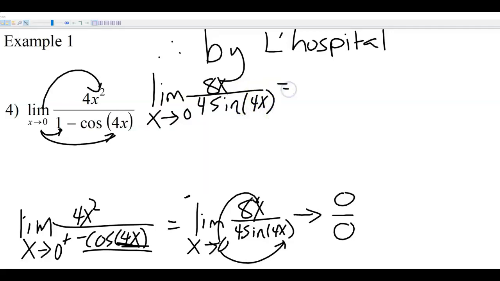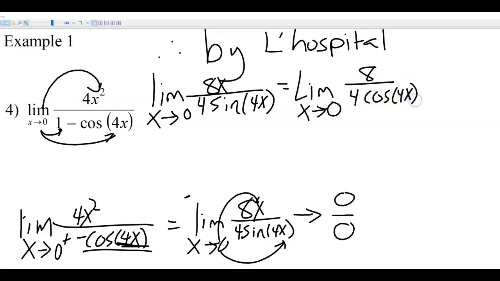is equal to the limit of the derivative of the top and bottom. So that's going to be 8 over 4 cosine of 4x. And once again, we're going to multiply the bottom by, so the derivative of sine is cosine, so that's where that came from. Then we need to do another derivative of 4x, which is another 4 on the outside. And that's going to cause this 4 here to become a 16 instead, actually.